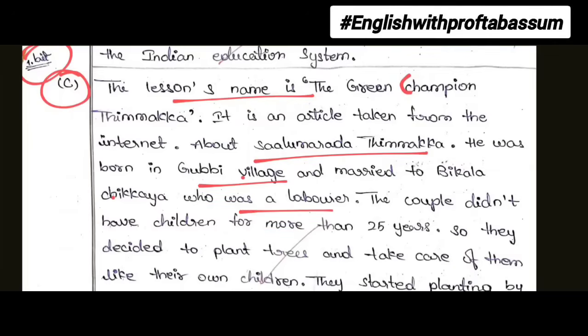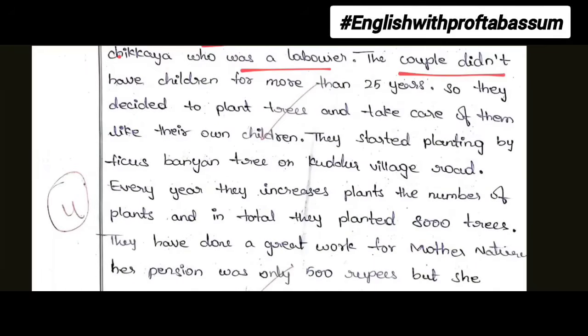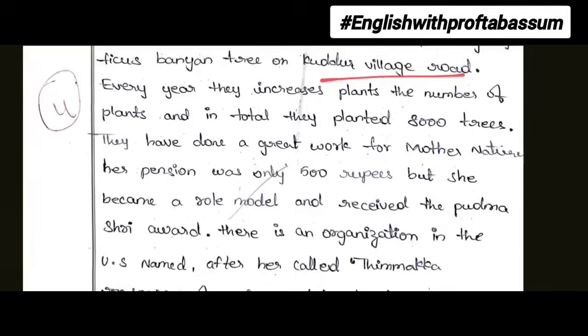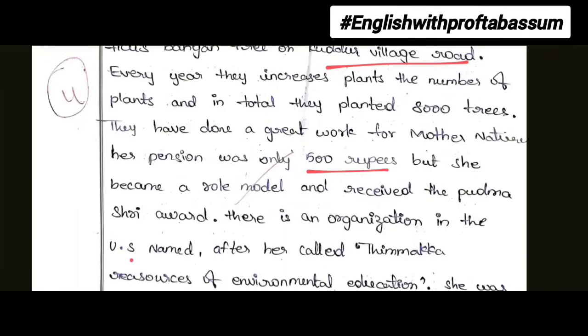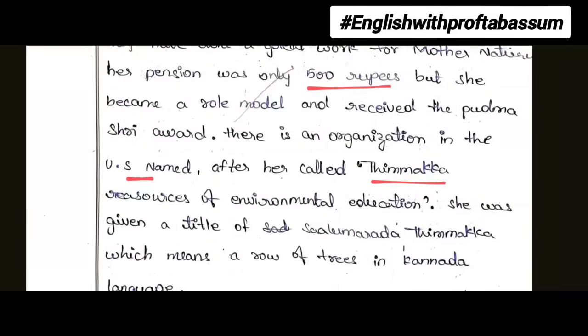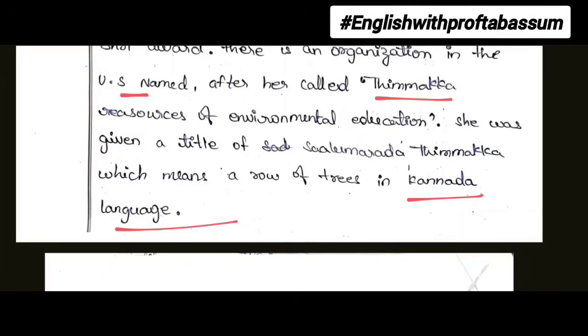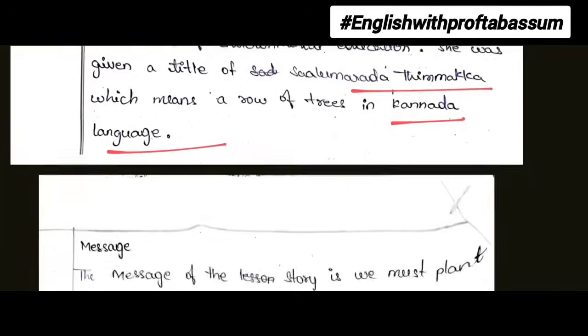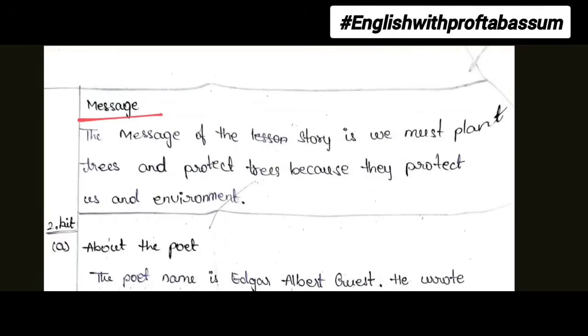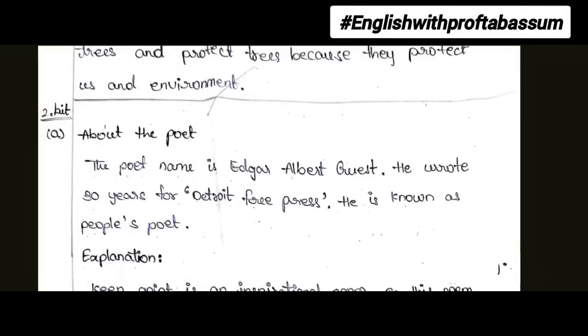Then she lived in Gubi village, married to Chikaya, and he was a laborer. They planted trees on Kudur village road. Her pension was only 500 rupees. There is an organization in the US named after her. So all the details of the story, including the title, that is Salu Marada, she was given a title meaning row of trees. All these things you will mention in the answer. So for such stories which do not have an author, you can write this way, students. For short stories, you can write it is a folklore. Okay. Now the message of the story is, or the message of the lesson is, anyone you must write.